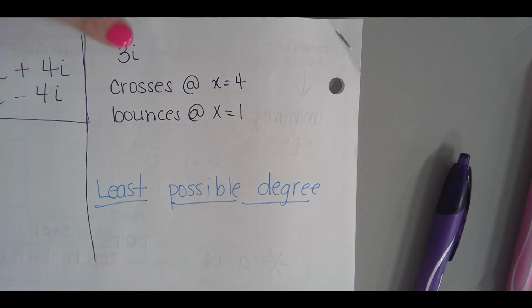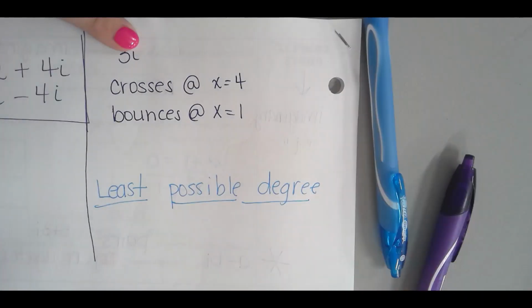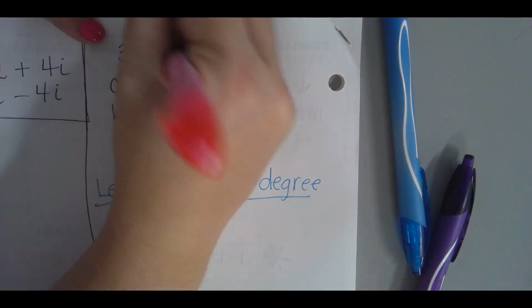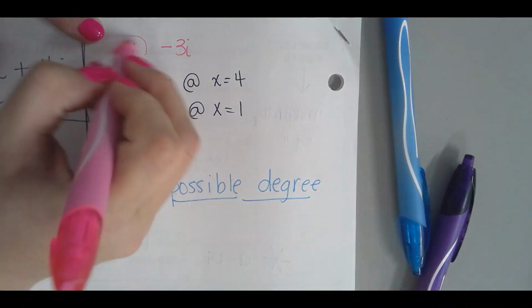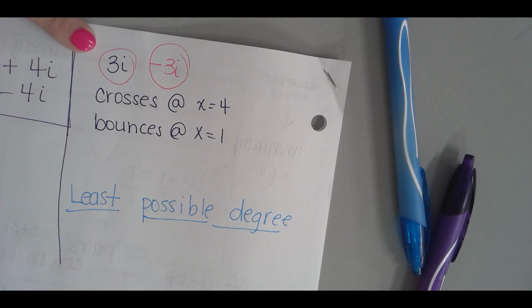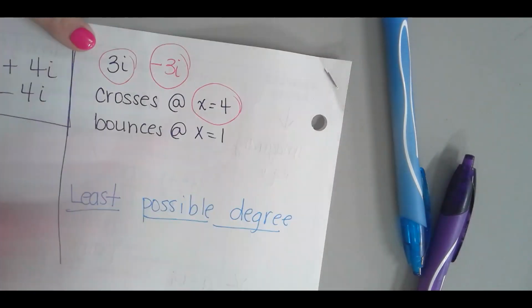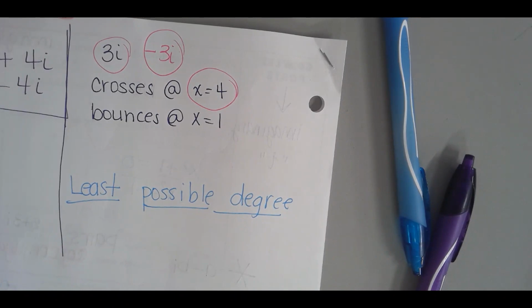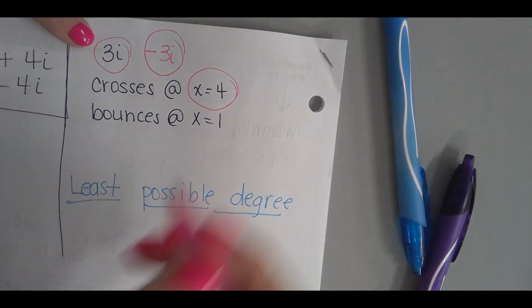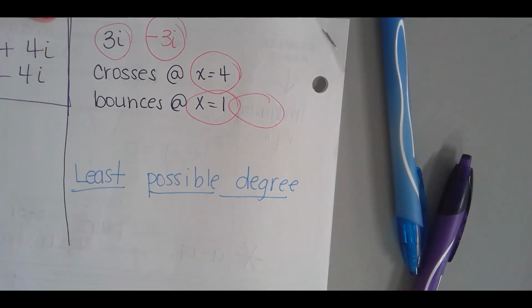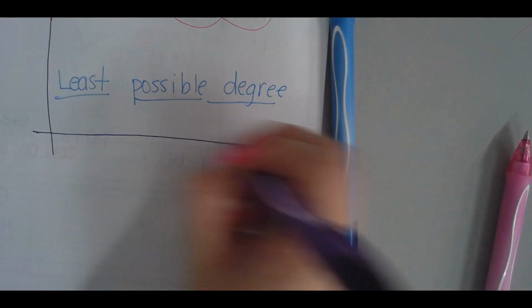If you have 3i, you automatically know you also have what? Negative 3i. So that gives you a degree of 1, 2, crosses at x equals 4, 3. If it bounces, it counts at least twice. Okay, 2 is the least. So that gives me my 5. All right, let me give you another one.